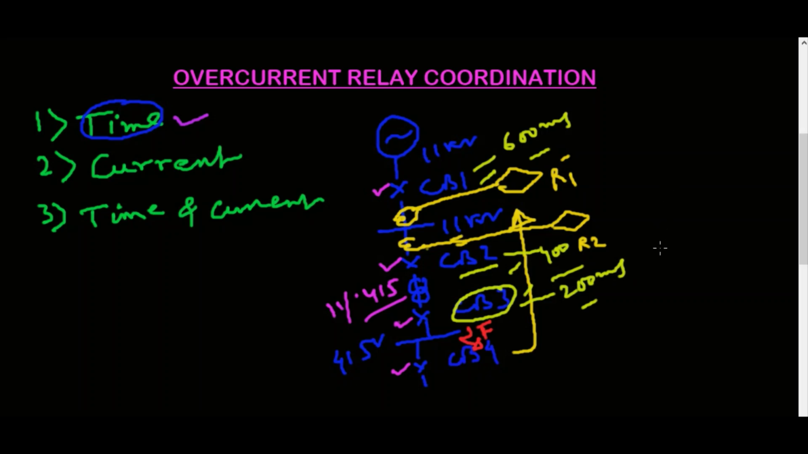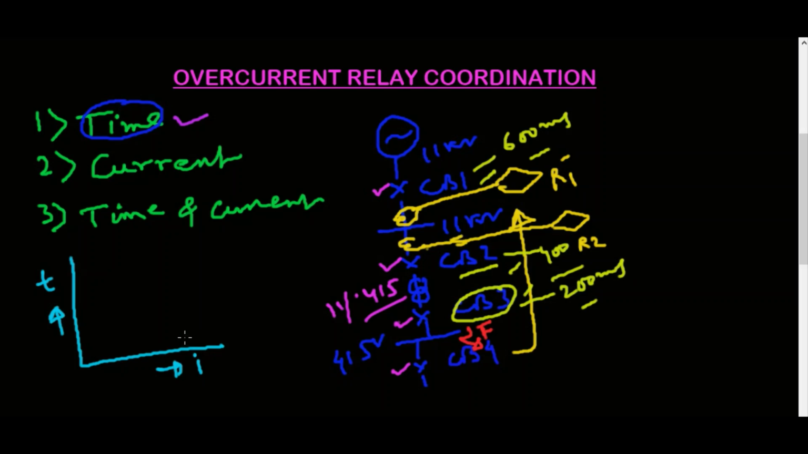Let's draw one TCC curve here. What is a TCC curve? That is time current. This side is time t on the y axis, and this side is current. So this is the time current curve.